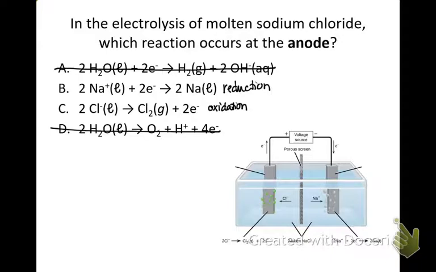All right, and so since we're interested in the reaction that occurs at the anode, that's going to be the oxidation reaction. The other reaction is going to occur at the cathode. So that means that the chlorine electrode is the anode and the sodium electrode is the cathode.